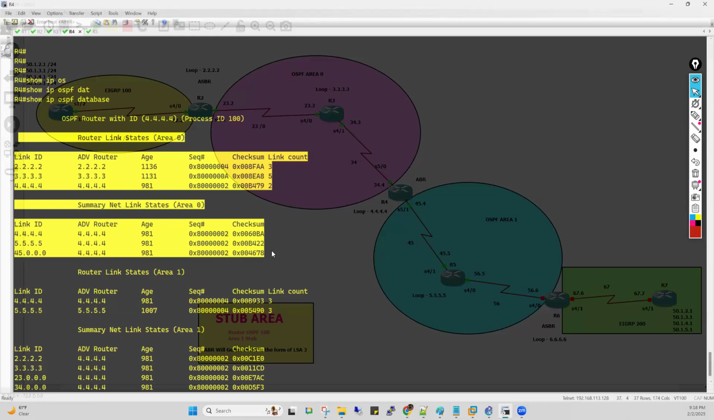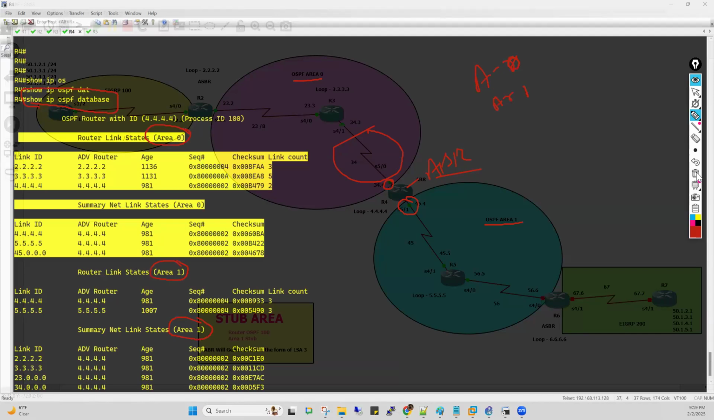Sir, it was connected to different areas, no? That's the reason it is an ABR router, right? Because this interface is connected to area 0 and this interface is connected to area 1. This is called an ABR router. Clear? So if this is the ABR router, it means this router has information about area 0 as well as area 1. Yes or no? That's the reason when I write the show IP OSPF database command, I am getting area 0 information as well as area 1.